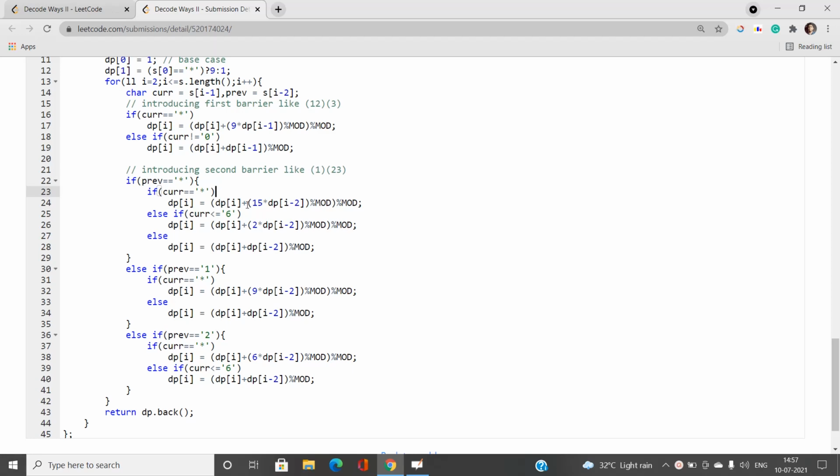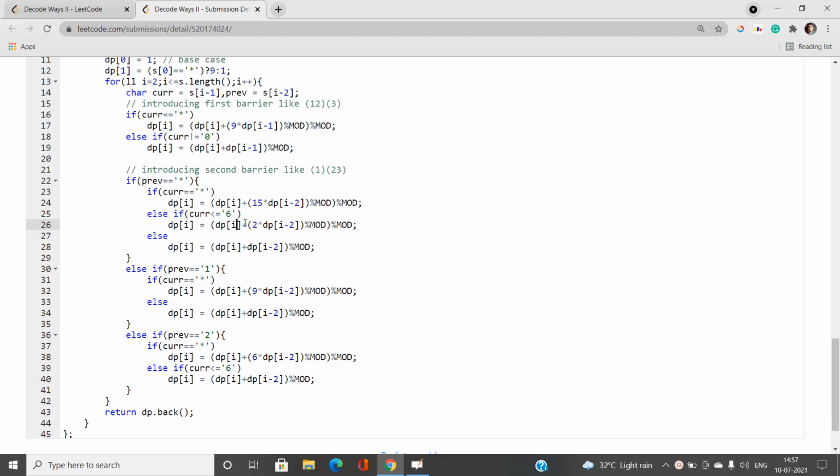Now if current is not a star and current is less than or equal to 6, you can see that there are 2 ways. So I will go with dp[i-2], the total number of ways to do that, and there are 2 ways since for the 1 and then for the 2. Now otherwise, if it is not less than or equal to 6, like if it is strictly greater than 6, you need to go with the previous dp value at the barrier position, that is dp[i-2].